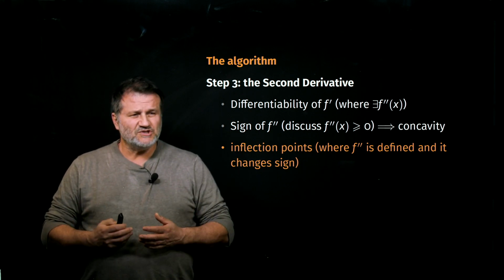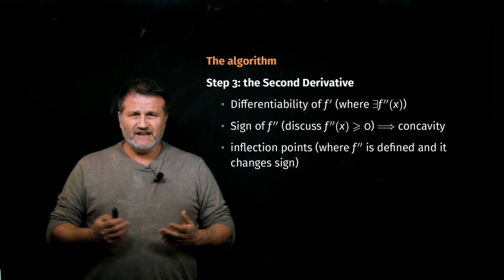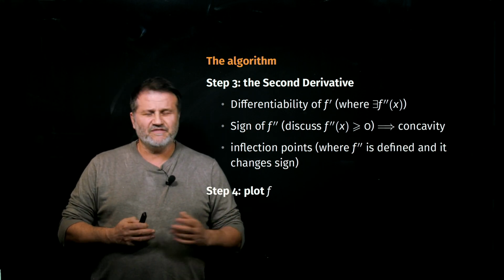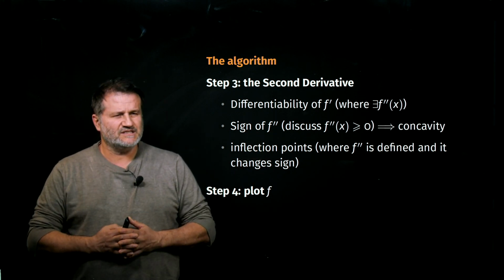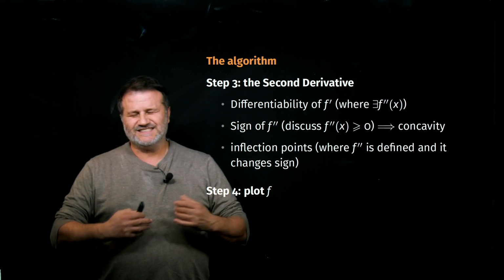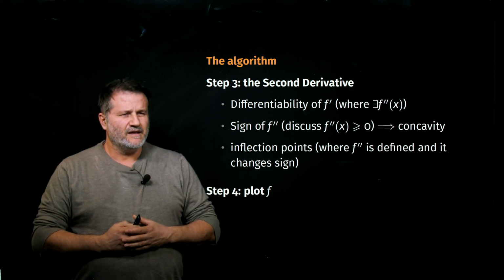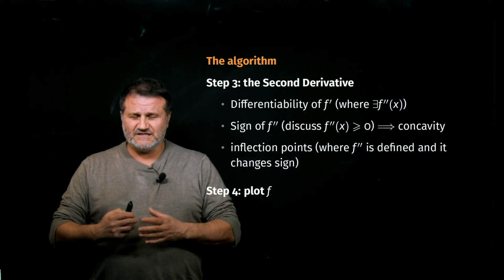With all this information, we should have a very clear picture of how the function is made. Sometimes the concavity is not necessary. We may see this as a sort of detail. Now, let's see all of this on an example.